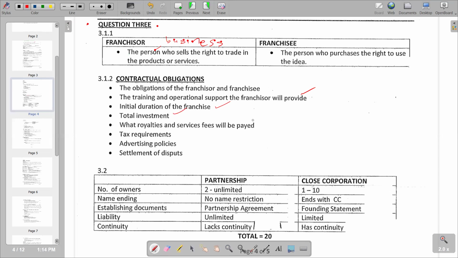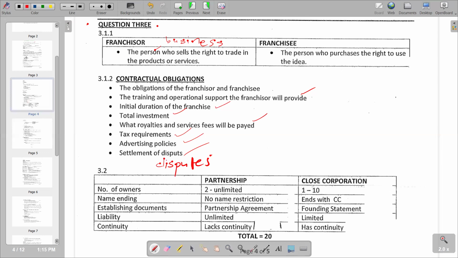And then we've got total investment, royalties and services, policies, and settlement of disputes. Maybe there is a spelling error there, but we're saying disputes. So these are the contractual obligations that we have. Our question requires three, so you can pick three that you deem appropriate from the list that we have there.